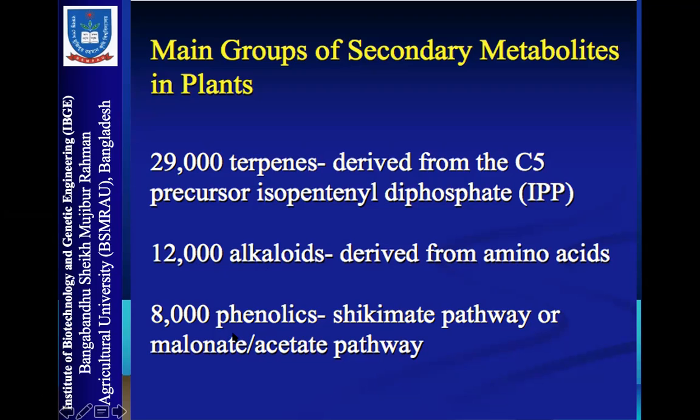There are phenolic compounds, very important for the life of the producer as well as the life of other organisms, especially in humans, because the more phenolic compounds you can take from plant sources, the more you can protect yourself from diseases. Phenolic compounds can detoxify the superoxide generated in the body. So phenolic compounds are very, very important, and they are produced through the shikimic acid pathway or the malonate or acetate pathway.